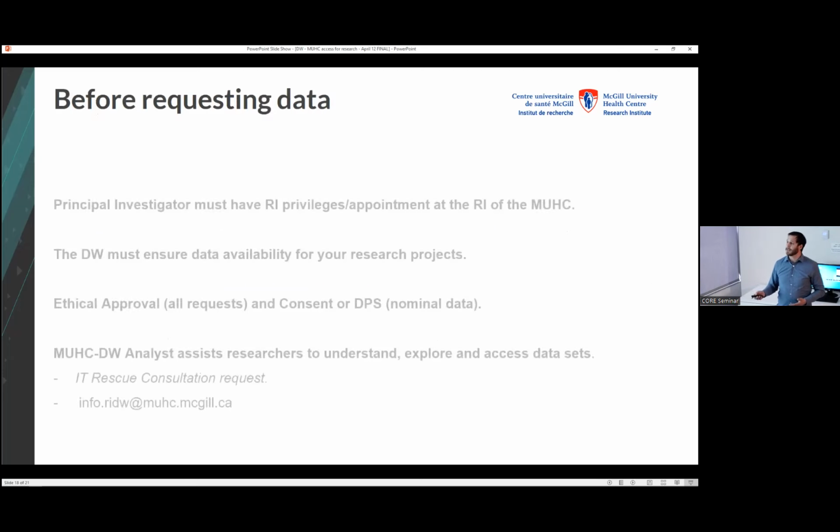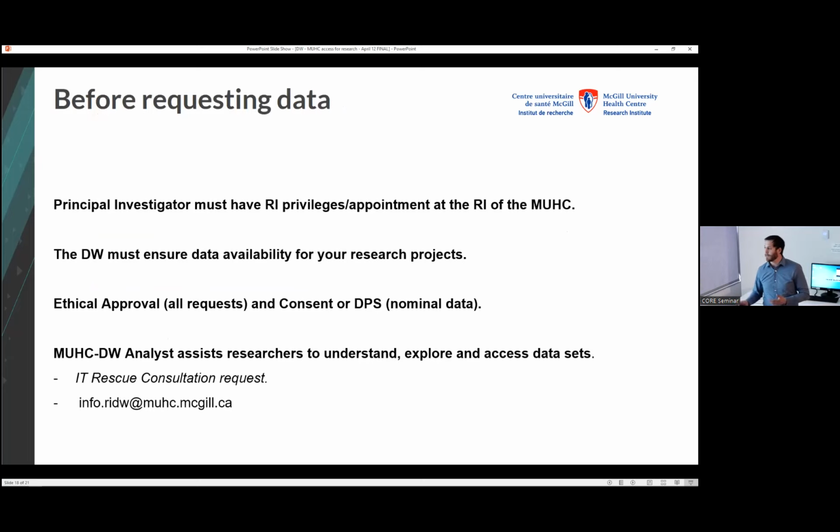So before requesting the data, a principal investigator must have a privilege, an appointment at the Research Institute of the MUHC. The data warehouse must ensure that the data is there, so we're not going to ask for data that maybe is not going to be there. So the idea is that the researcher can check the data before, or have a consultation with the data warehouse team to understand the data better if needed. And you need ethical approval for all the requests, and consent and DPS if it's nominal data.